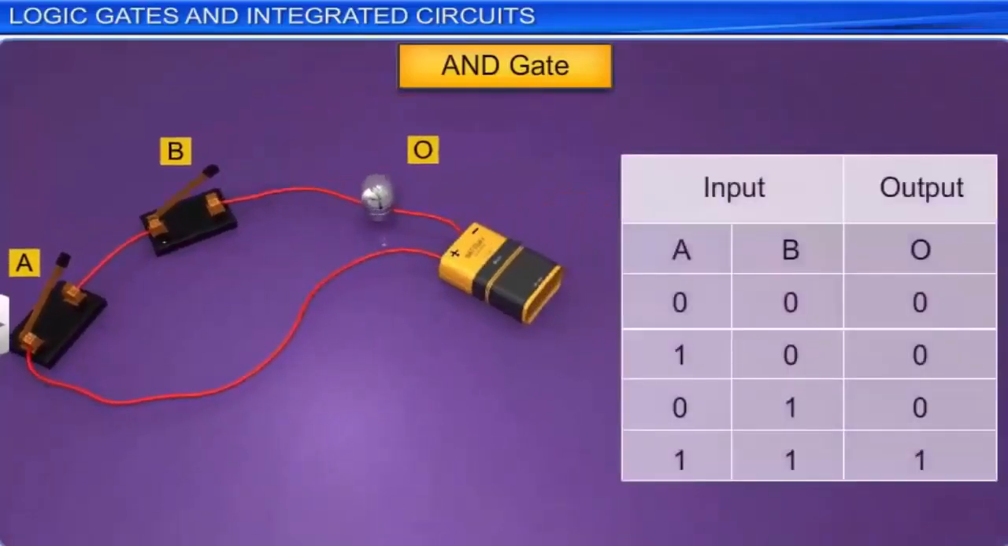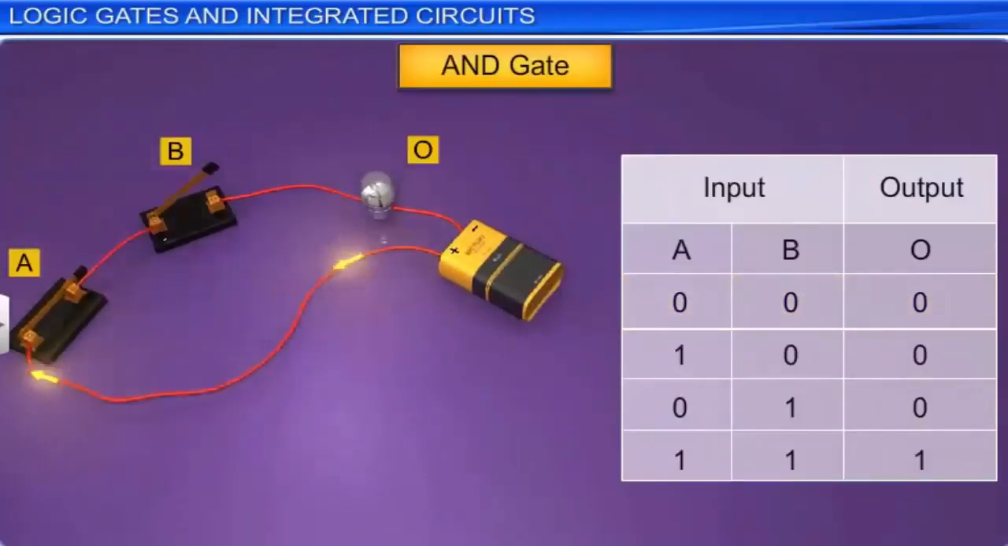When both the switches A and B are open, no current flows from them, so both the inputs are 0. The bulb in this case remains off, hence the output is also 0. When switch A is closed and switch B is open, input A is 1, while input B is 0. The bulb in this case still remains off, hence the output is still 0.